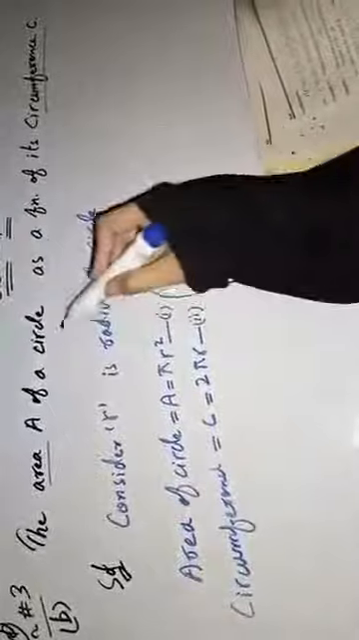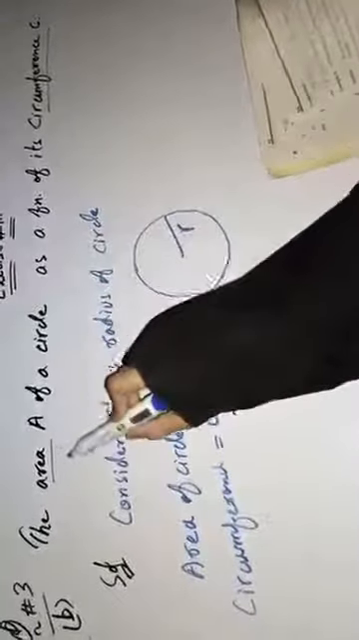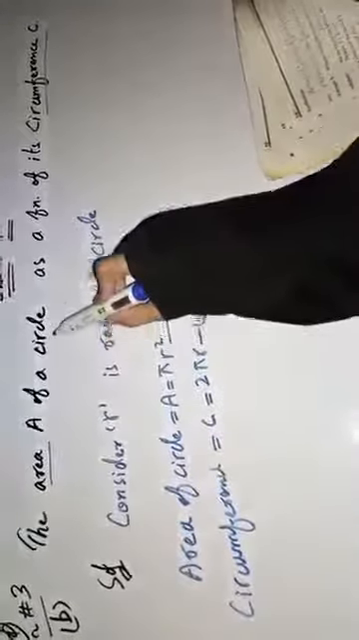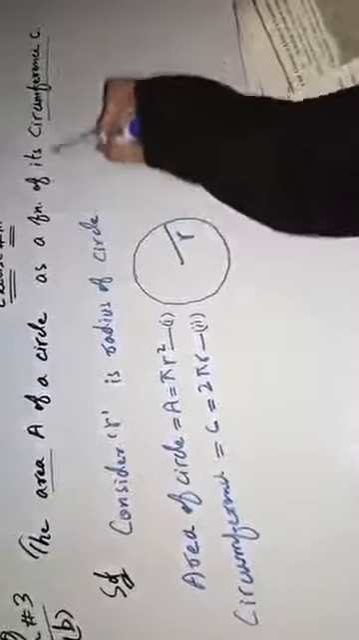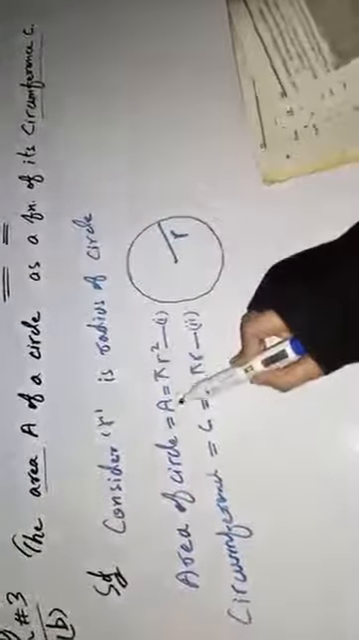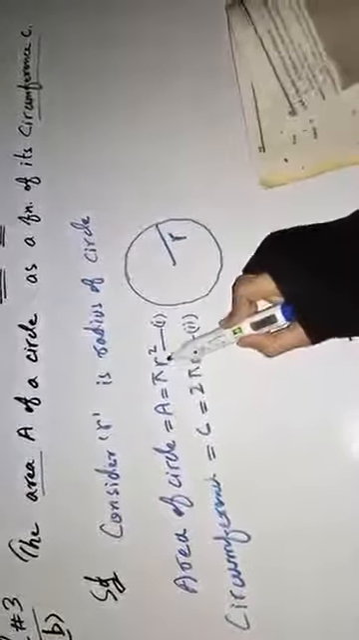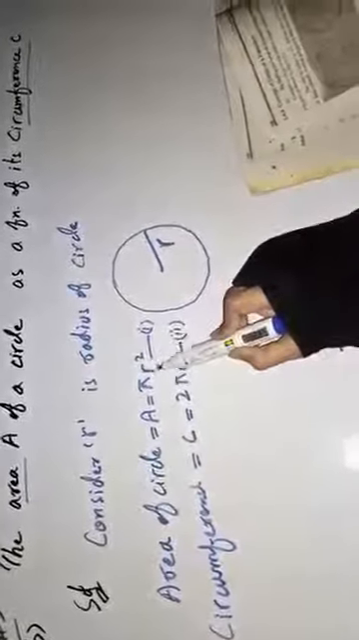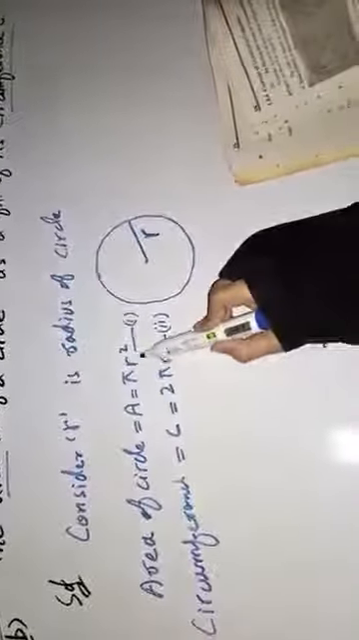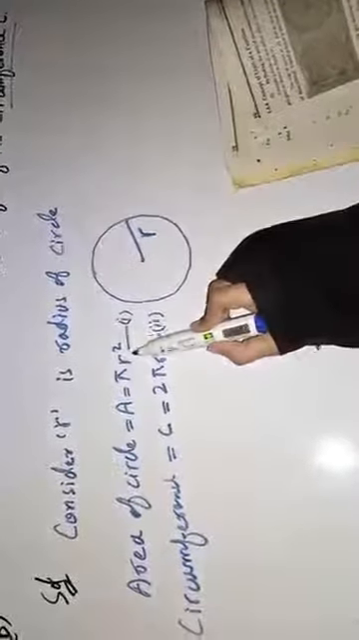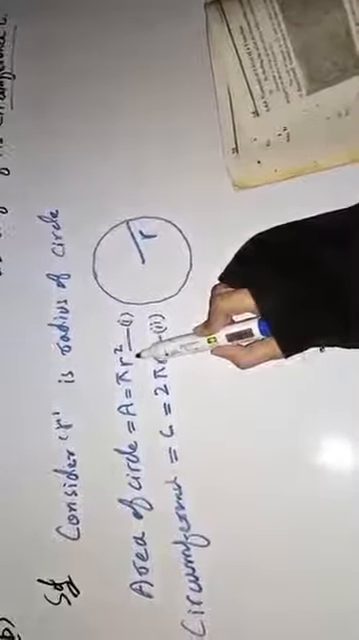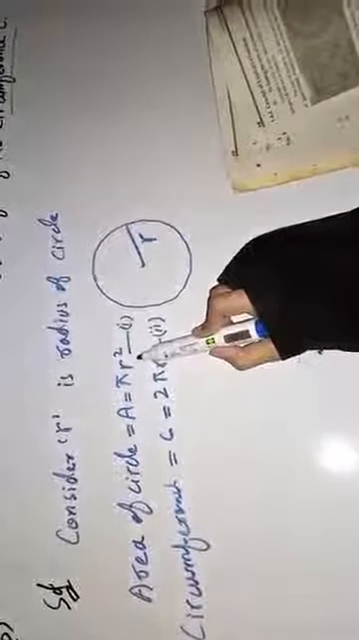And what is given in the statement, what is their requirement? Express the area A of a circle as a function of its circumference. Area, it means in the area formula, A is equal to pi r square, in place of r we will replace C. C must appear here, only then can we say the area A of a circle as a function of its circumference. Okay.